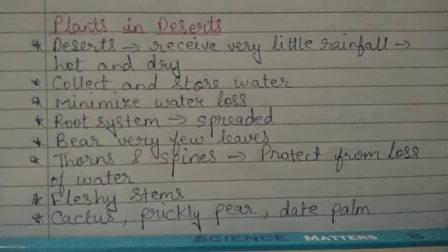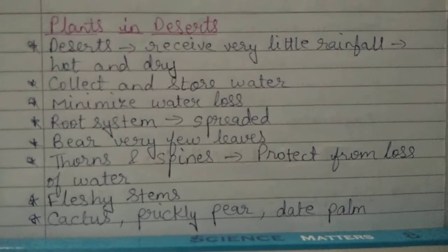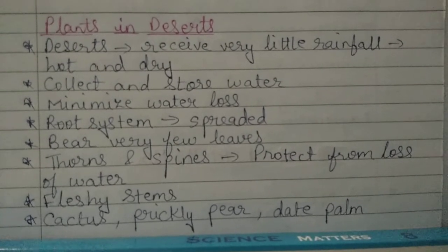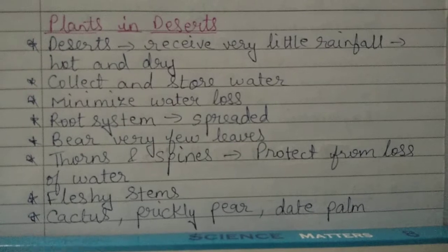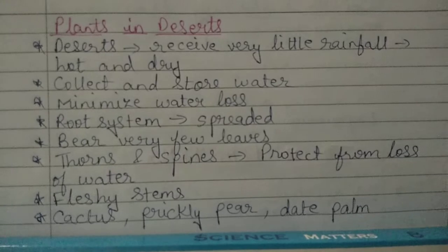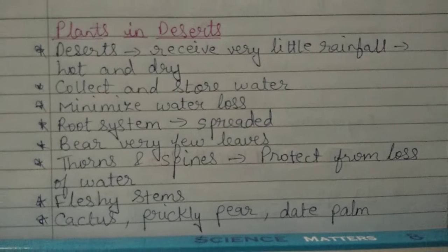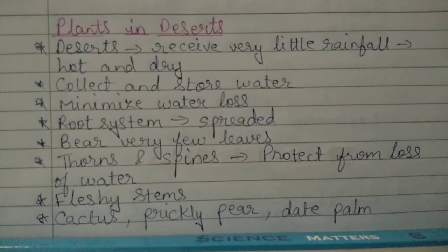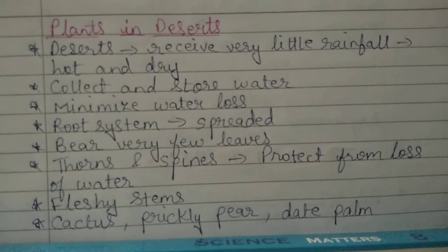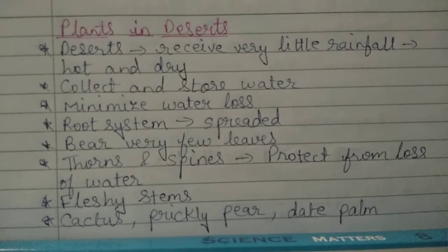The two important features we have to remember about plants found in deserts are that they collect and store water and also minimize water loss, because there is less rainfall and it is a hot and dry region. These plants have a root system spread over a large area and they bear very few leaves. Fewer leaves reduce water loss because plants lose water through their leaves.